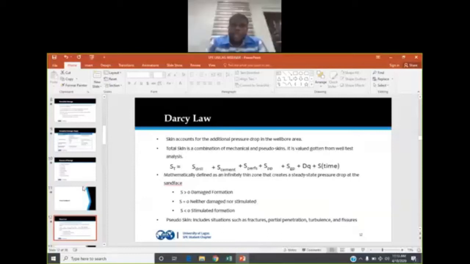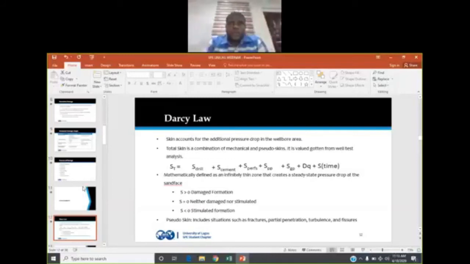To answer the question, you understand from pressure transient analysis that you can get your skin. Yes. So after you get your skin from pressure transient analysis, the next thing is to decompose the skin. The question is, how do you go about decomposing the skin? There are several ways of doing that.